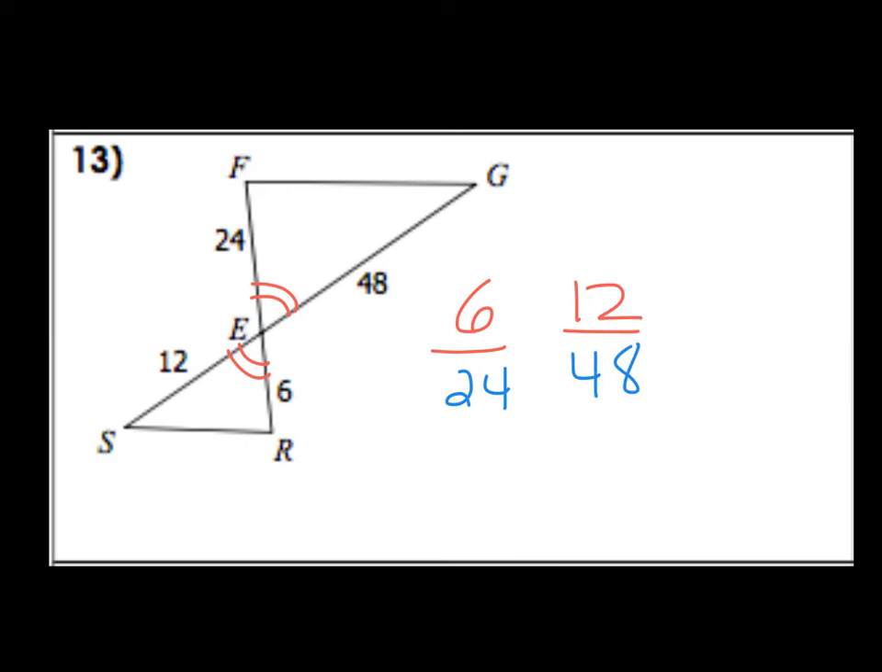Do you have to do it this way? No. Some students may want to do big to small. But whatever it is, you must stay consistent. Here we have it. We have our fractions, 6 over 24 and 12 over 48. We simplify those. We get 1/4. So are these triangles similar? The answer is yes. What's the postulate that proves it? It is side, angle, side.